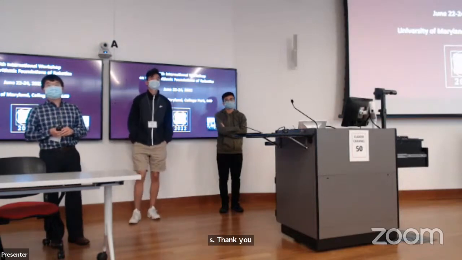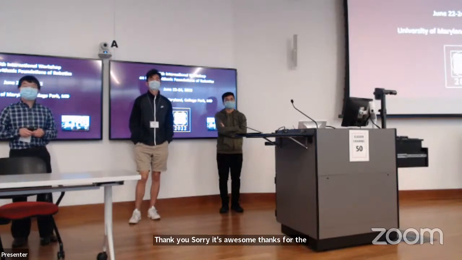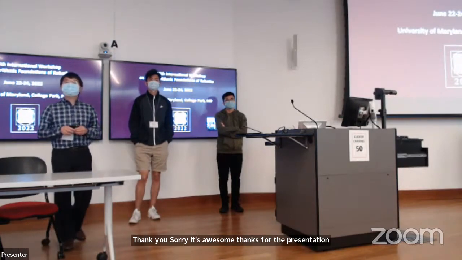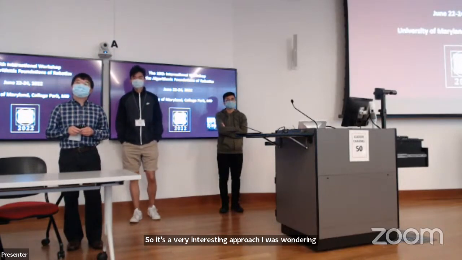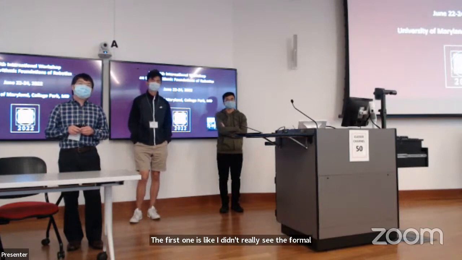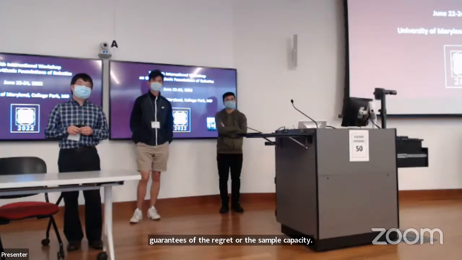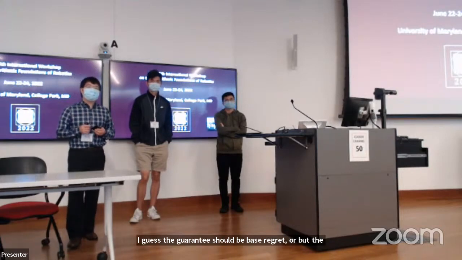Thank you. Sorry, thanks for the presentation. It's also a question for the last speaker. So it's a very interesting approach. I was wondering, actually, two questions. The first one is, we didn't really see the formal guarantees of the regret or the sample complexity. I'm wondering, how did you implement this optimism oracle? You are using Thompson sampling, and I guess the guarantee should be Bayes regret, but the definition you had seems to be like the high probability regret we have seen. So it seems there's a mismatch.